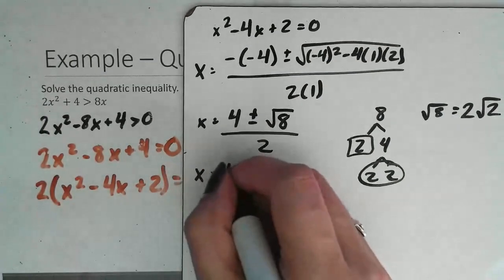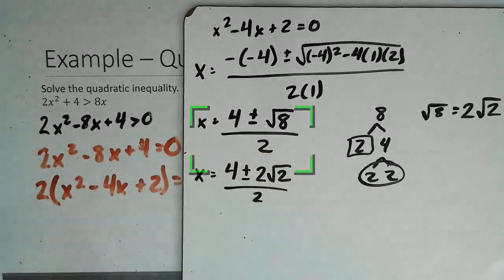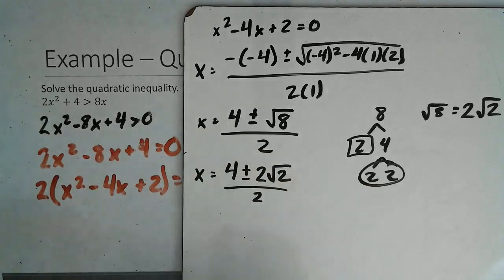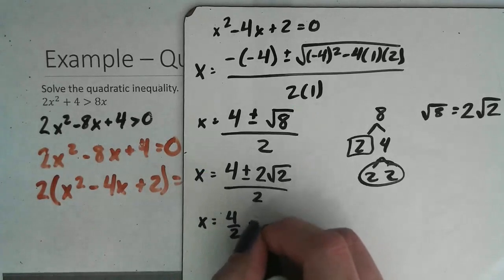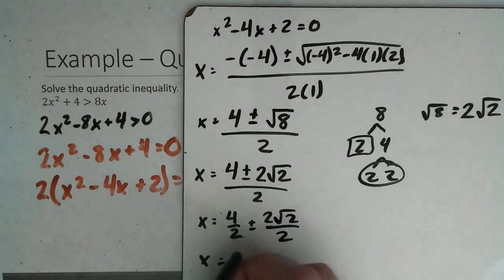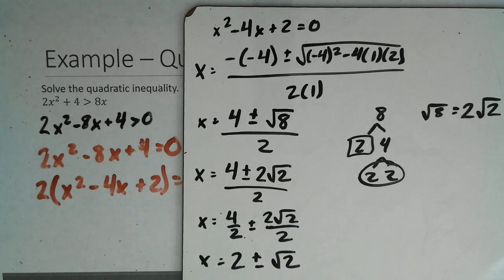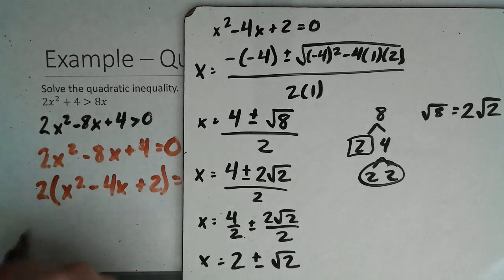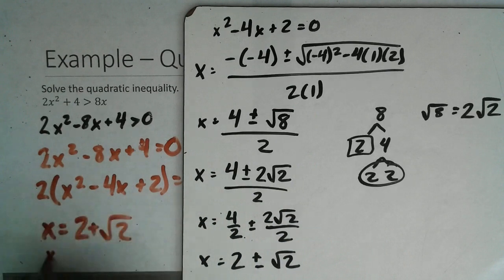So we're looking at x is equal to 4 plus or minus 2 times the square root of 2 all over 2, which I'm pretty sure I can simplify, so I'll break up my terms. So x is equal to 4 over 2 plus or minus 2 times the square root of 2 over 2, which does simplify into 2 plus or minus the square root of 2. So the two x values we're working with this time are x equals 2 plus the square root of 2 and x equals 2 minus the square root of 2.